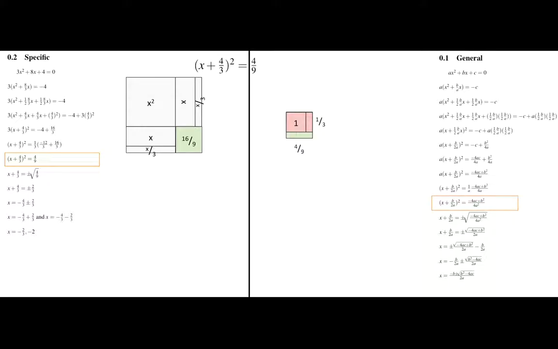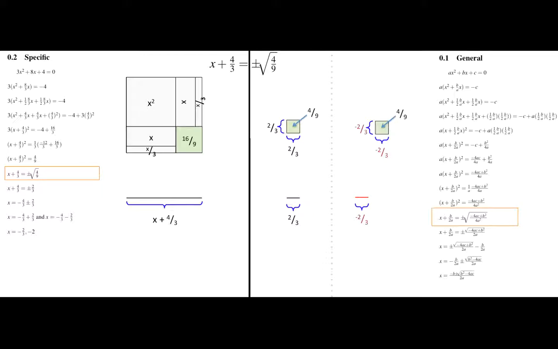So I'm going to just readjust my 4/9 that's a rectangle into a square. So now this square of 4/9 is 2/3 by 2/3. Now remember, we're still solving for x, and right now, you can see at the top, I have the quantity x plus 4/3, quantity squared, and that equals 4/9. So now I can take the square root of both sides.